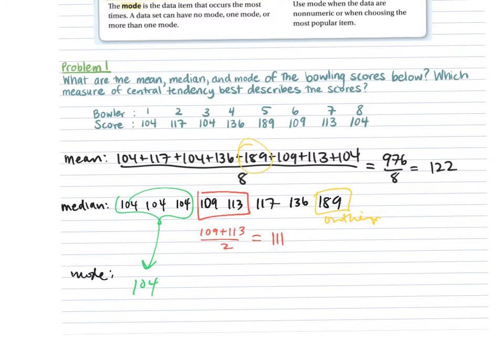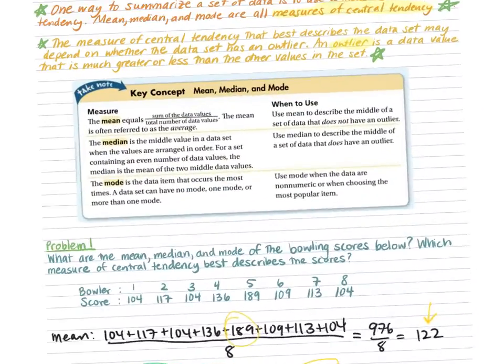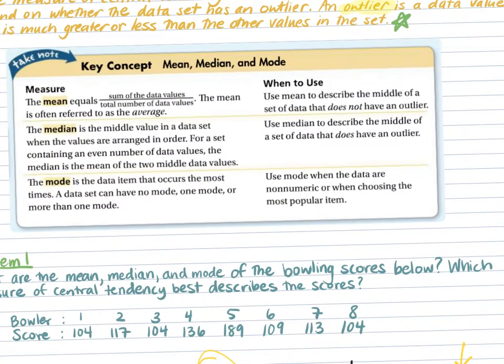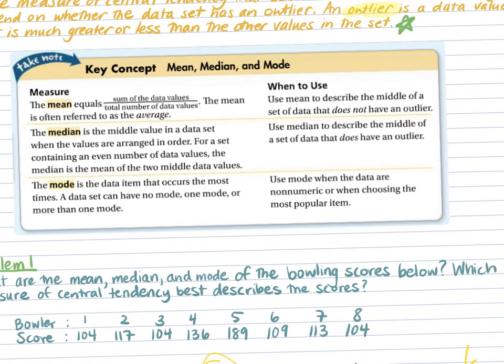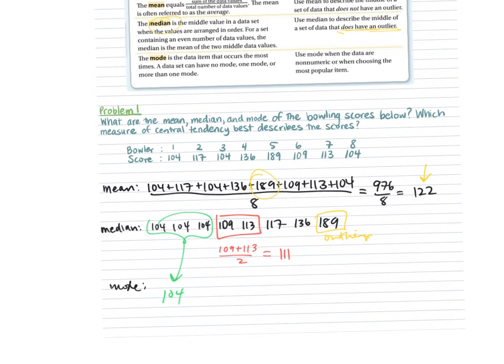Since it's averaged in here, the mean probably doesn't make the most sense. It is the mean, but it probably doesn't describe the data best. So when it asks which measure of central tendency best describes the scores, remember up here it said the mean is used to describe the middle of a set of data if it does not have an outlier. Since this does have an outlier, we're going to use the median. So the measure of central tendency that best describes the scores is the median.